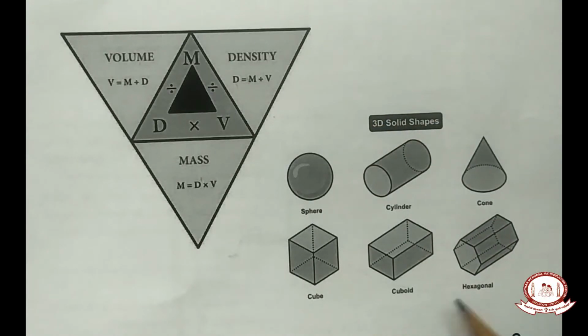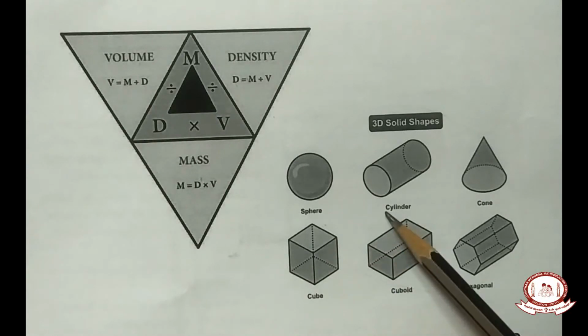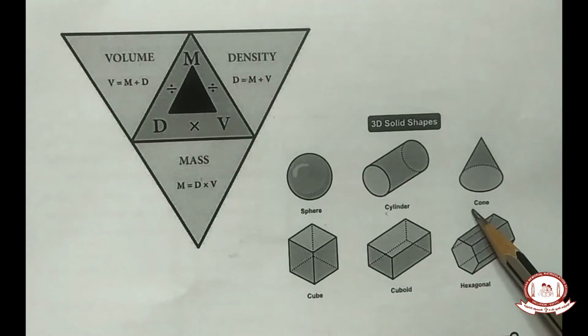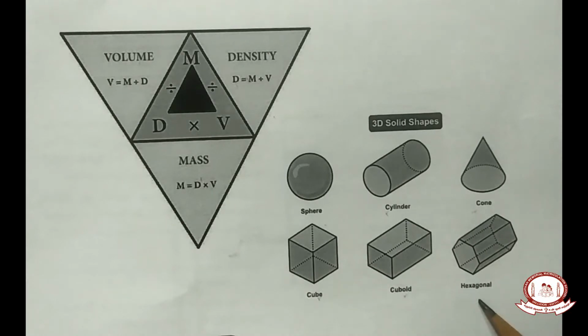There are nearly six 3D solid shapes given. Have you seen? One, sphere. Two, cylinder. Three, cone. Four, cube. Five, cuboid. Six, hexagonal. These are said to be 3D solid shapes. So in your science notebook, at the very beginning of this lesson, you should draw these 3D solid shapes.